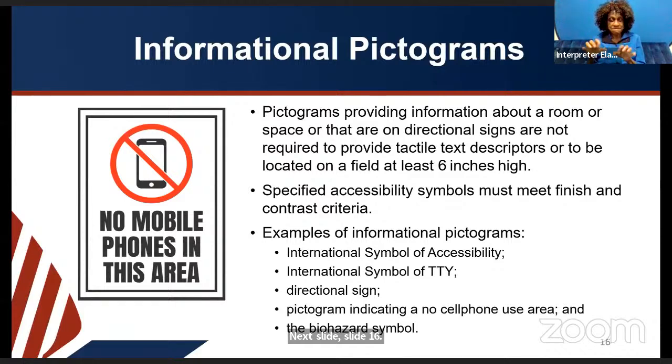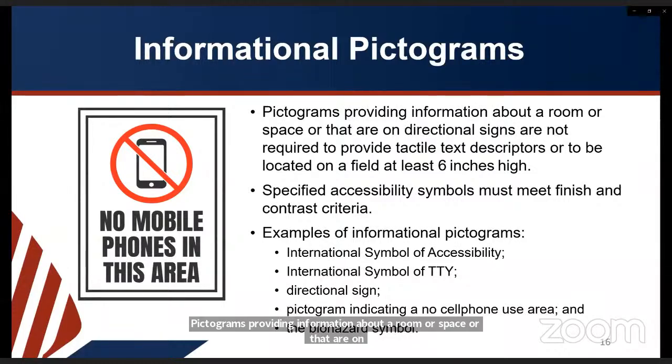Informational pictograms. I'm going to go through these a little because they differ from the pictograms designating permanent rooms and spaces. Pictograms providing information about a room or space or that are on directional signs are not required to provide the tactile text descriptors or to be located on a field that's at least 6 inches high. Specified accessibility symbols must meet the finish and contrast criteria, and those will be covered a bit more later in the webinar, but the specified symbols include symbols such as the International Symbol of Accessibility and the International Symbol of TTY.